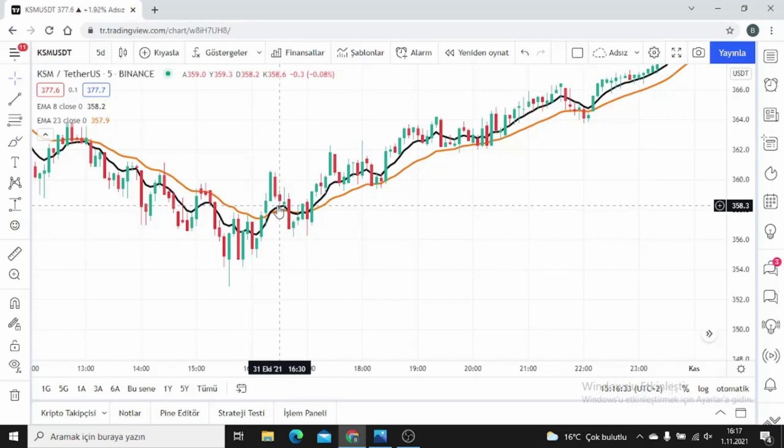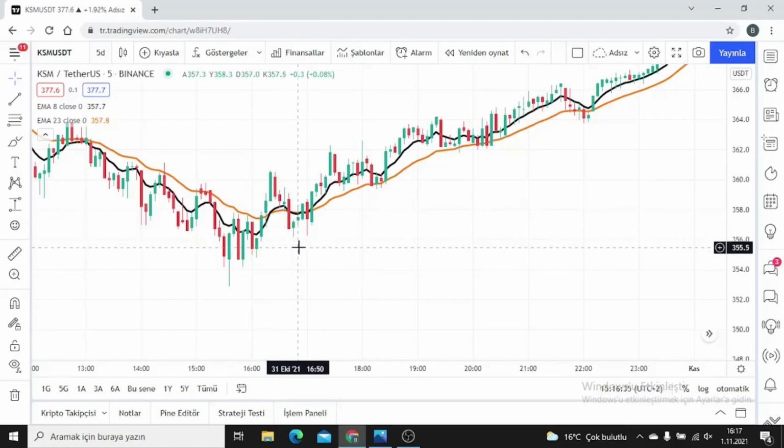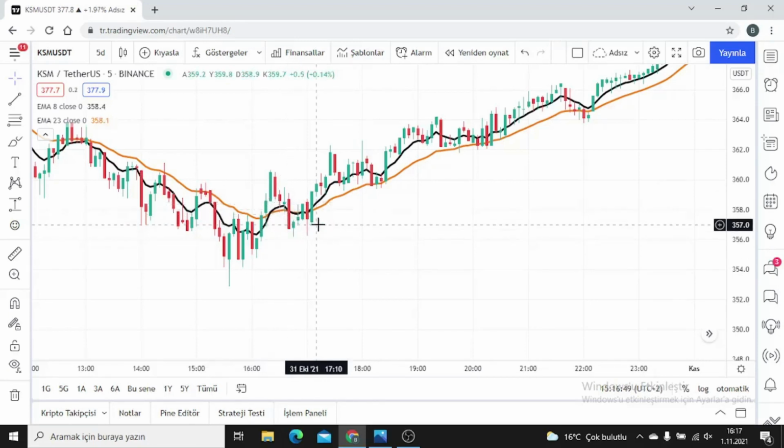Because we do not know on what basis it gives a buy signal. As I said, moving averages are very volatile because they follow the price chart, friends. So let's be careful. Now we need to use an indicator so that we can understand whether this is fake or not.